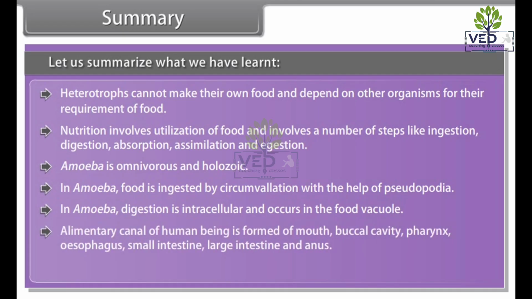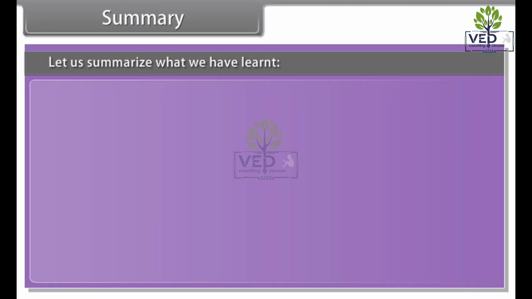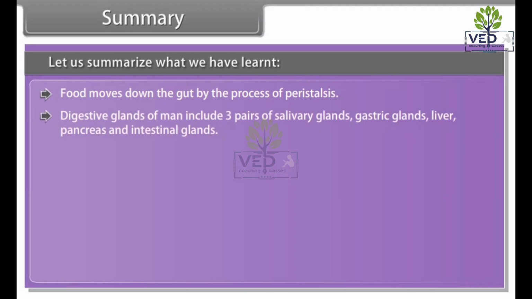Alimentary canal of human being is formed of mouth, buccal cavity, pharynx, esophagus, small intestine, large intestine, and anus. Teeth in man are heterodont. Food moves down the gut by the process of peristalsis. Digestive glands of man include 3 pairs of salivary glands, gastric glands, liver, pancreas, and intestinal glands.